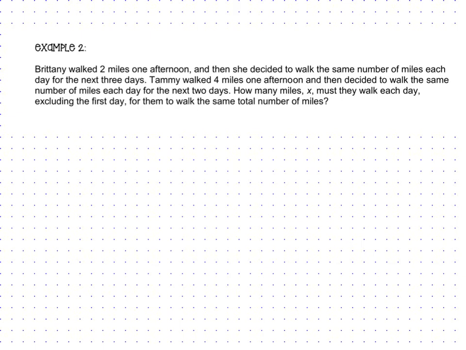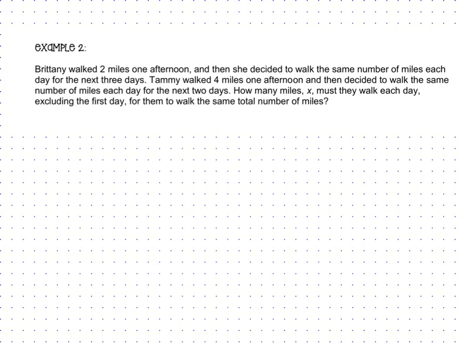All right, so here is example number 2 on your worksheet. I have Brittany, who walked 2 miles one afternoon, and then she decided to walk the same number of miles each day for the next 3 days. Tammy walked 4 miles one afternoon and then decided to walk the same number of miles each day for the next 2 days. How many miles, x, must they walk each day, excluding the first day, for them to walk the same total number of miles?